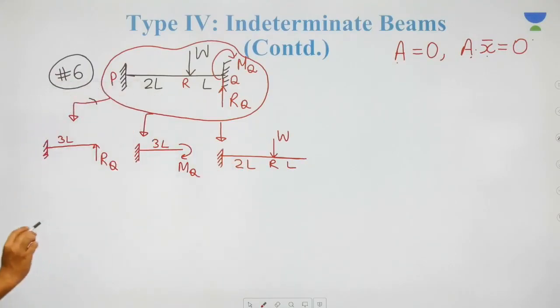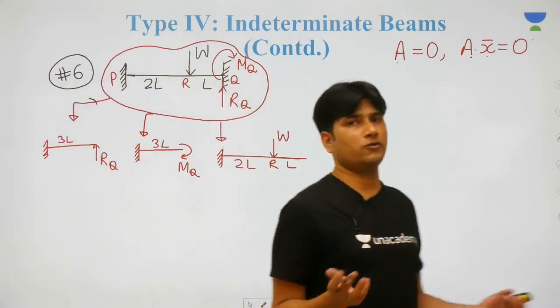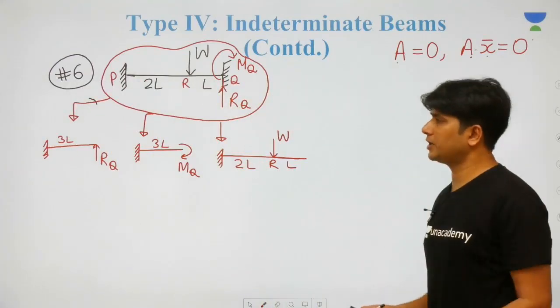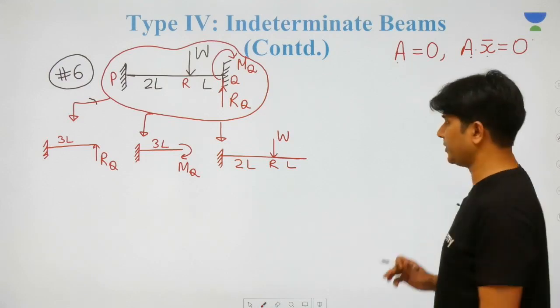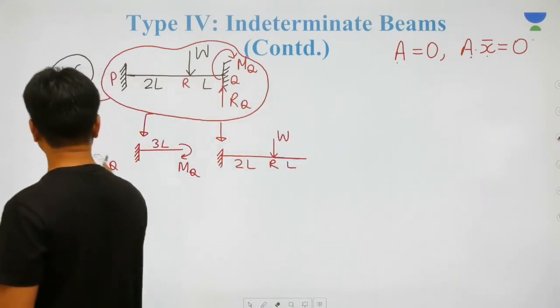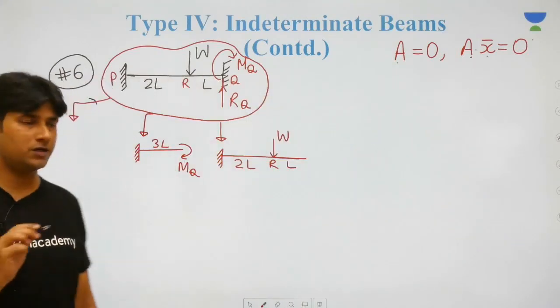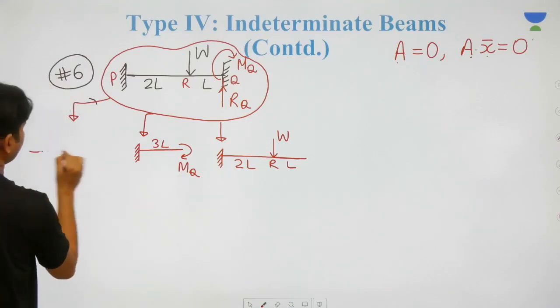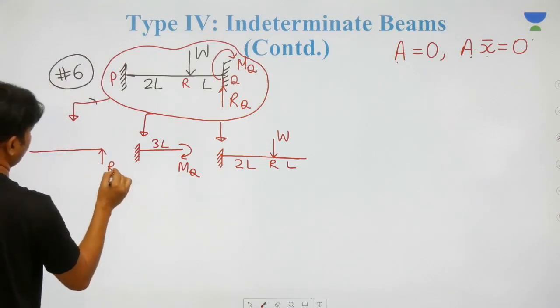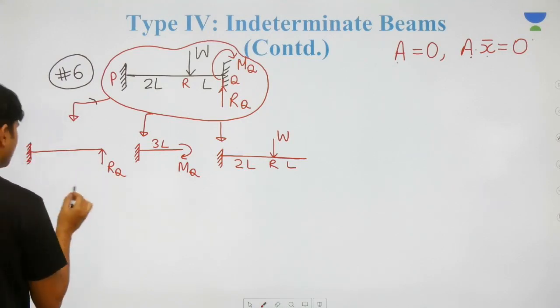So you got to draw the bending moment diagram for these individual beams. Why? Because the total area under the bending moment diagram will anyway remain unchanged, my dear friends. So let's go ahead. We have broken the beam into 3 standard beams. Let's draw the bending moment diagram for these 3 beams.